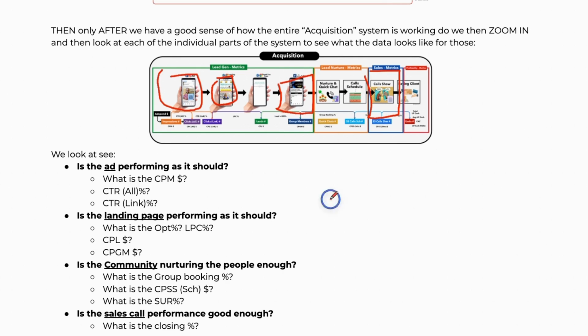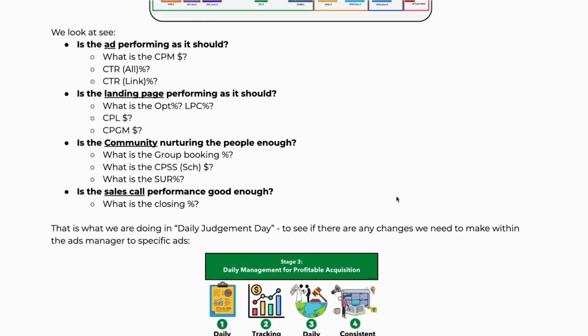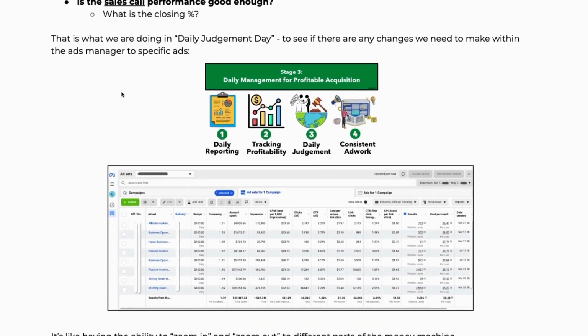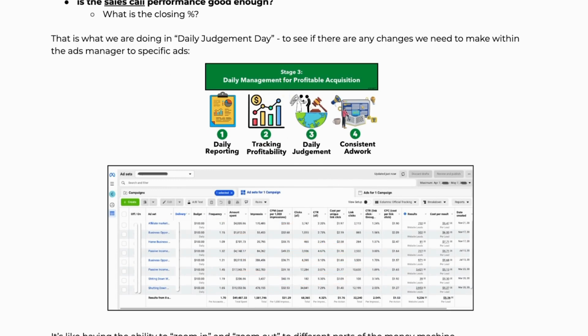Then we zoom in and say, cool, how are the individual pieces performing? And after all of that, we zoom into the actual ads manager and do daily judgment from there. Then we can really get in the trenches and look at all of the individual ads and the individual ad sets within there. However, we want to make sure that we do tracking profitability first and get that zoomed out view.